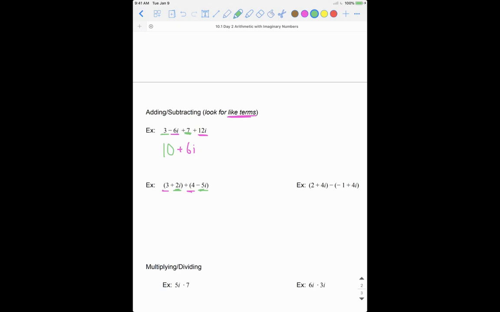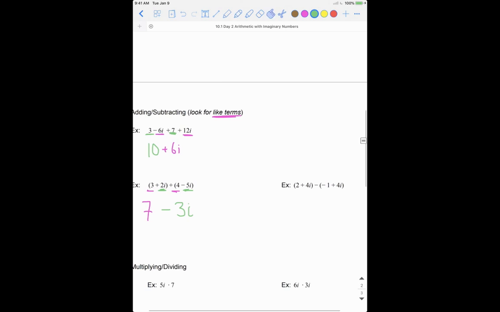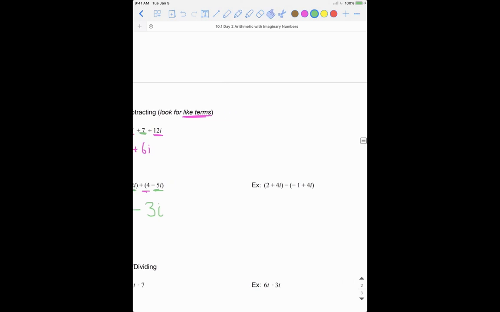Since there is an addition in between these two, you can just go straight through, dropping the parentheses. If we combine our non-imaginary terms, our 3 and our 4, we get 7. Then if we combine our imaginary like terms, we've got 2i minus 5i. That gets you to negative 3i. And we're done at that point because we've combined all the things that have i's and all the things that do not have i's.